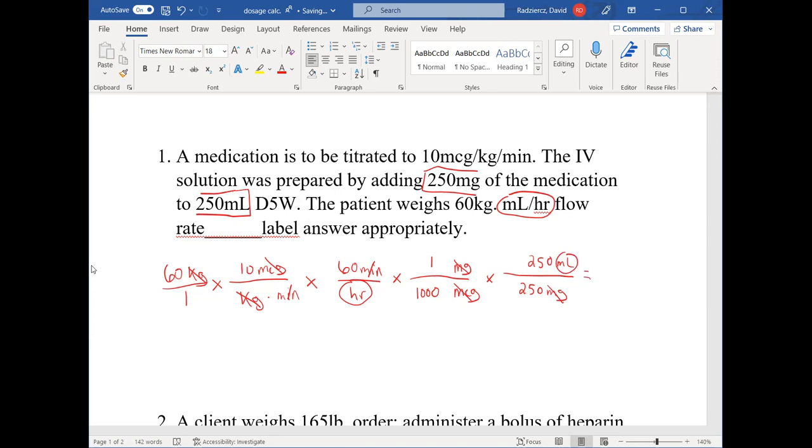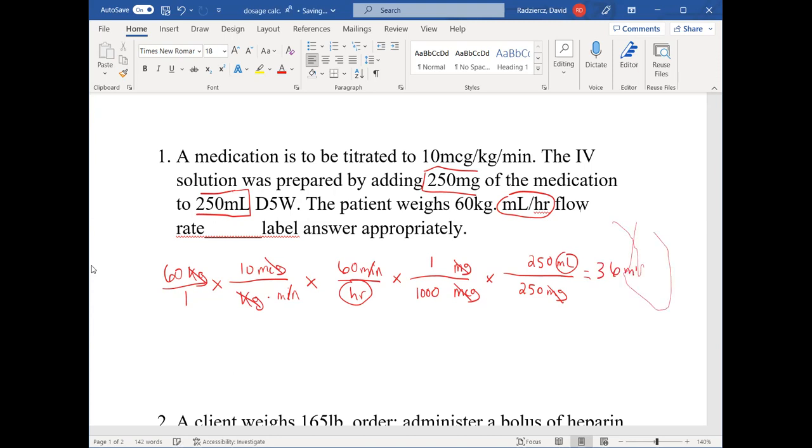So what am I going to do? I'm going to take 60 times 10 times 60 times 250, which you don't necessarily have to do. Divide by 1,000. Divide by 250. And you should get 36 milliliters.